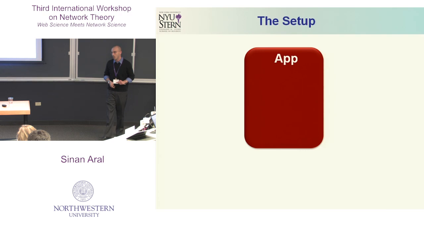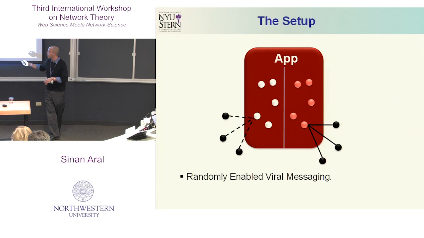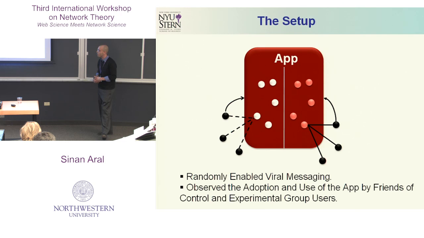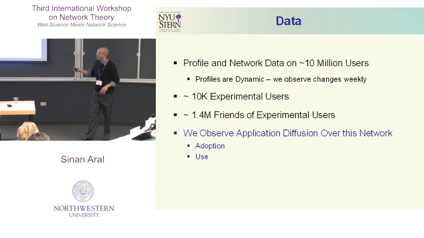So how do we set up this experiment? We take the application and we randomly divide people who adopt the application into control and experimental groups. The experimental groups have viral messaging channels randomly enabled, and the control groups have these channels disabled. So this control group user has 3 friends, and the dotted lines mean that those channels are turned off for them. This experimental group user has 3 friends, and those channels are turned on. And then we observe the adoption and use of the application by friends of control and experimental groups. Okay? So we now have data, profile and network data dynamically for more than 10 million people. In this particular experiment that I'm going to report, we have 10,000 experimental users, and they have 1.4 million friends.